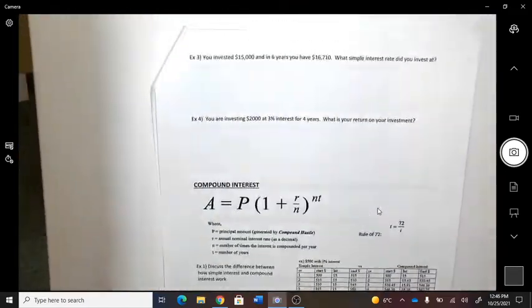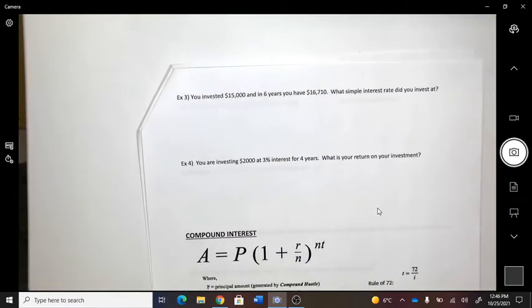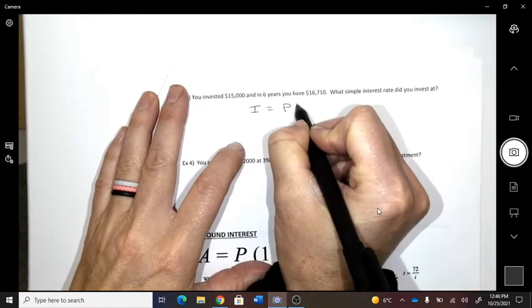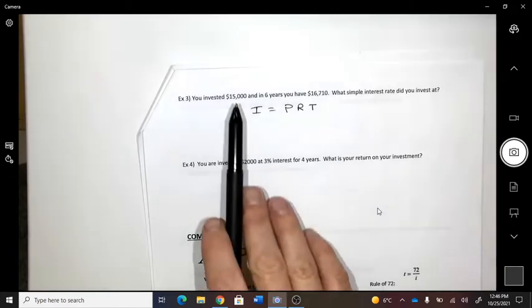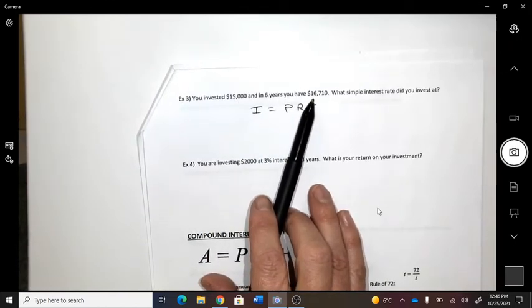Okay, you invest $15,000 and in 6 years you have that much. What simple interest rate did you invest at? Okay, interest. How much interest is there? So think about your numbers. You started with 15,000. You ended up with that much. So what will I do?